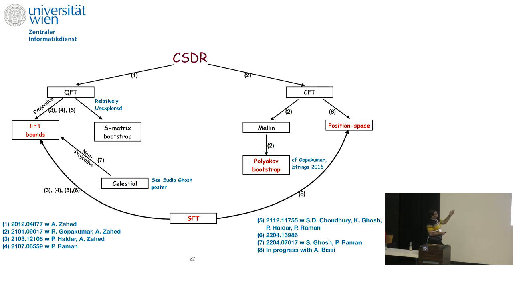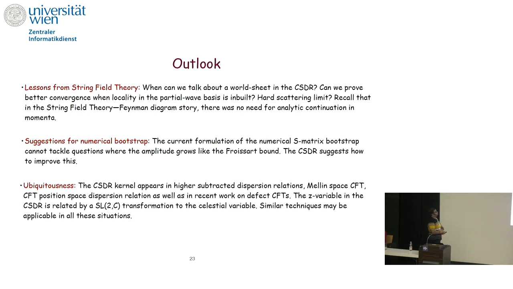So there have been a number of applications. I didn't have time to discuss all of them. There were some applications that we found using the celestial variables as well. But my outlook is that there are certain things that we can learn from string field theory. You remember that I had to restrict the range of a. So can we actually improve this and make a dispersive integral which is valid for the entire range of a? There are some suggestions from the numerical bootstrap which respects the Froissart bound. I don't have time to explain this.